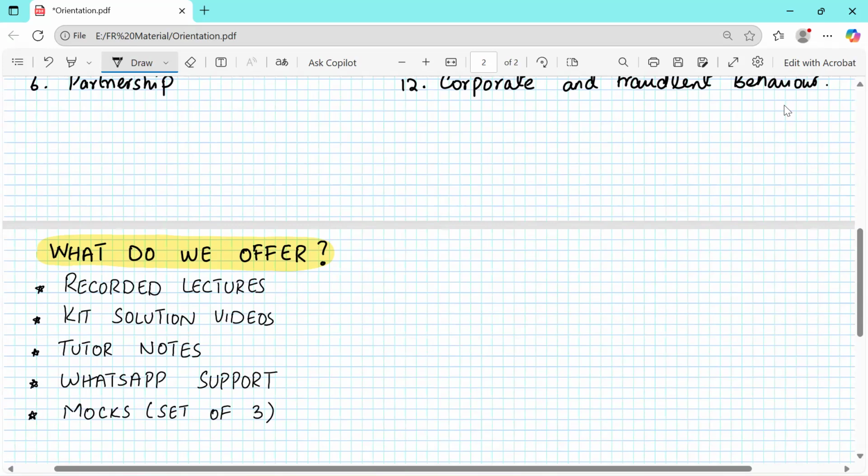WhatsApp support will be given to you. You will be added to the class WhatsApp group. If you have any question, any query, you can ask. And then finally, when you are ready, when your preparation is done, we will provide you with 3 ACCA mocks, and once you are done with the mocks, you will be able to know whether you are ready to appear for the exam or not.